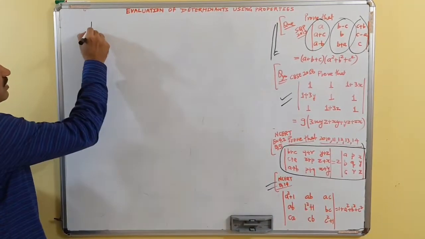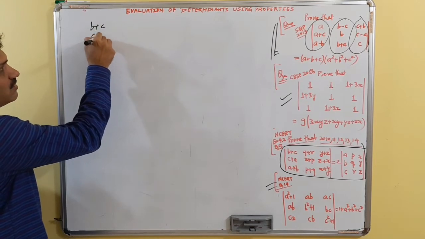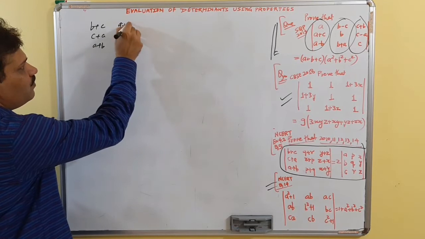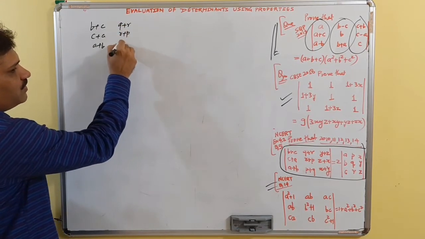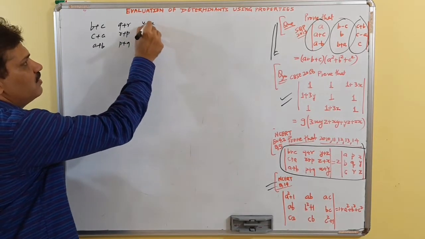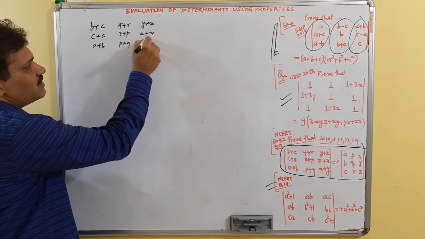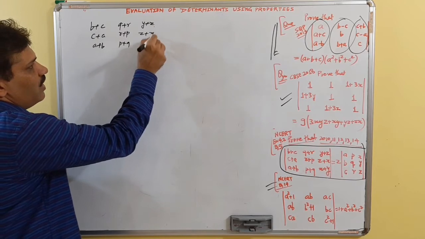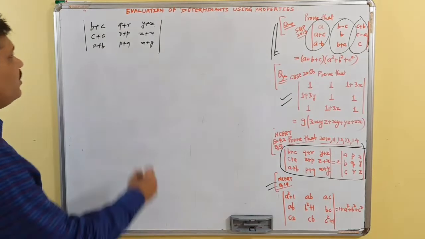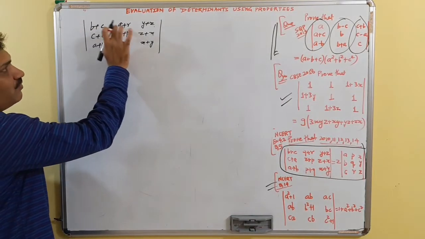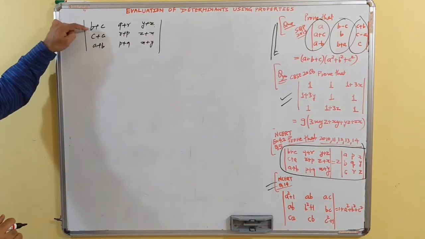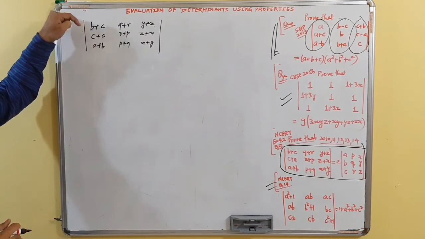See, the question is B plus C, C plus A, A plus B, Q plus R, R plus P, P plus Q, Y plus Z, Z plus X, X plus Y. Now we are to take 2 common. See, if I add here, X, Y, Z and A, B, C will be mixed, so we are to apply the operations row wise.